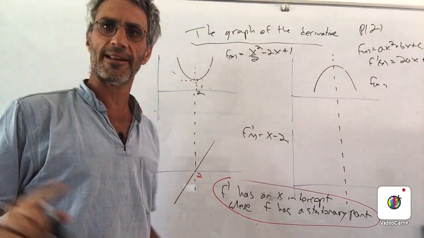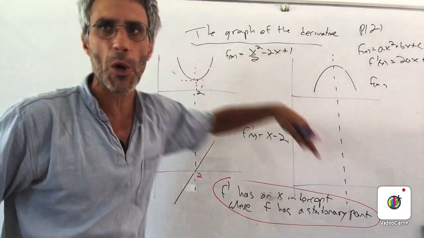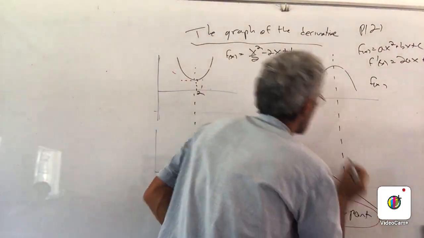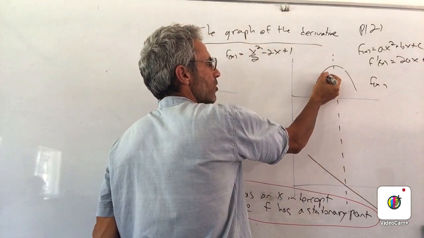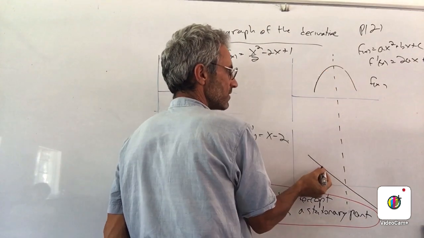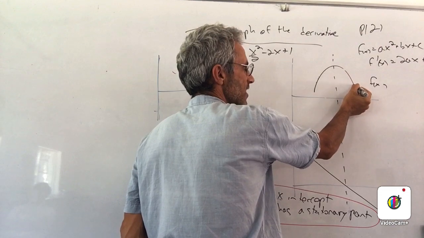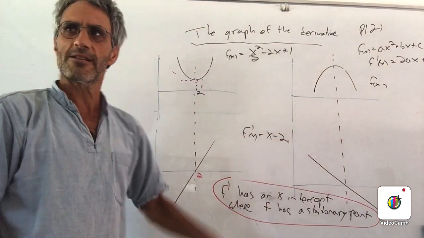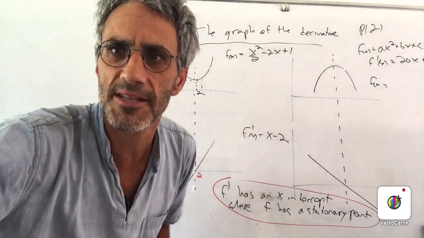But Taylor's saying now it's going to be a line going downward. Why is it going to be a line going downward? Because what is the gradient here? Is it positive or negative? Positive. And the gradient here after the stationary point? Negative. Okay? So that's the difference. Okay? Let's see if there's anything I need to add.